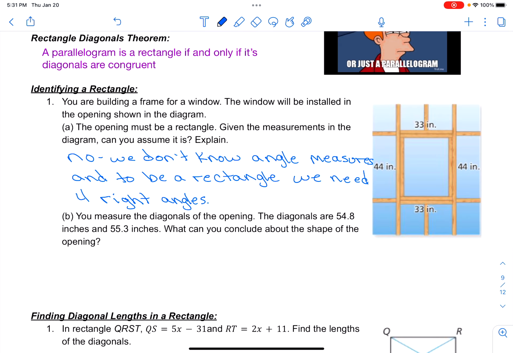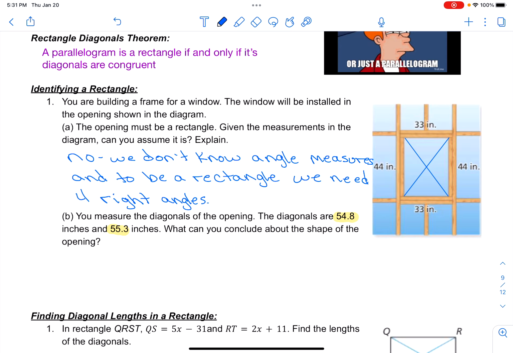All right, and then part B says you measure the diagonals of the opening. The diagonals are 54.8 inches and 55.3 inches. So remember the diagonals are these lines here that go across the middle of that shape. And in the theorem right above, it says in order for a parallelogram to be a rectangle, the diagonals have to be congruent. Well, in this case, they tell us that the diagonals are 54.8 and 55.3.